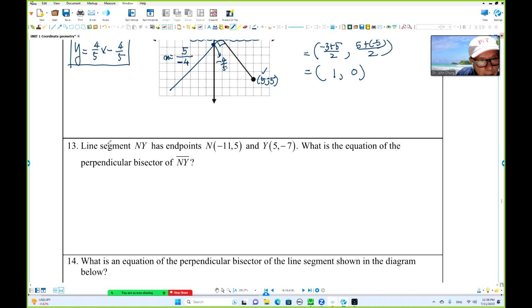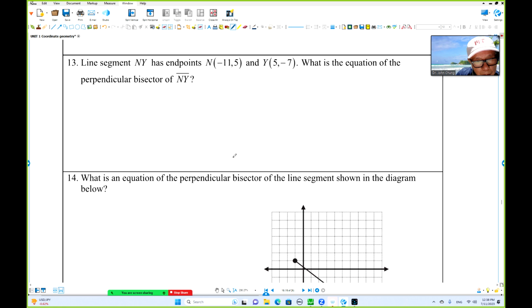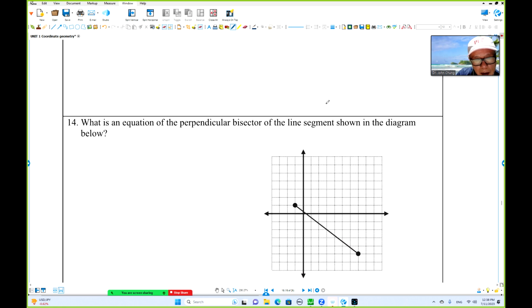Okay, so we're going to try number 13 one more time. We did it already, okay? Okay, I'm going to go to number 14. We did write the same questions as number 13, okay? Number 14 is about the perpendicular bisector. But this time, I'm not going to use the graph. Maybe you can use a graph, but over here, I'm not going to use one.